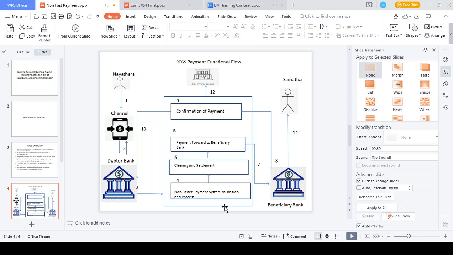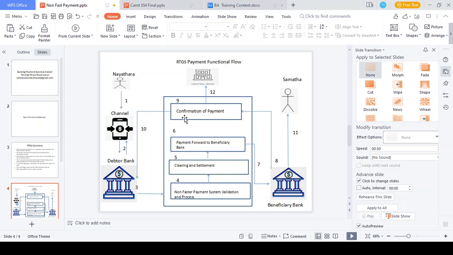In an international transaction, after the same steps, clearing and settlement routes the fund to the beneficiary bank, and the beneficiary bank forwards the fund. Once the fund is credited to person B, they send the acknowledgement to the central bank. The debtor bank also sends the acknowledgement to the central bank. This is the basic RTGS flow as I explained.